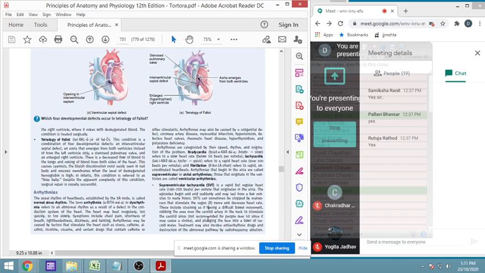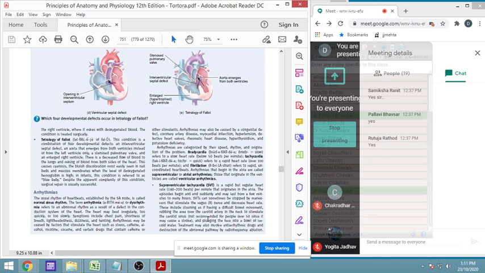Arrhythmias that begin in the atria are called supraventricular. Supra means above, and they are also called atrial arrhythmias. And those which originate in the ventricles are called ventricular arrhythmias. So we have got two basic classifications, supraventricular and ventricular arrhythmias.